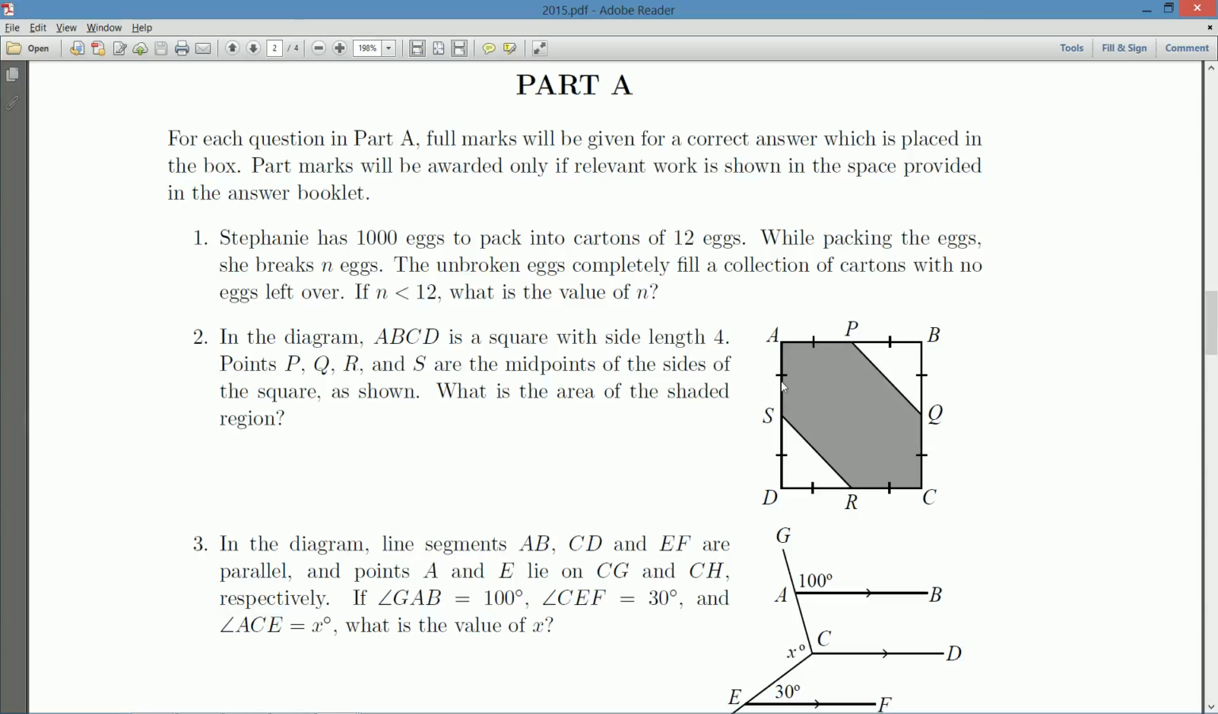And the fact that each line runs through here means that each of these lengths, so SD, BQ, RC, all of these must be equal. So they split each side in half, and they split all the sides in half. So we're asked, what is the area of the shaded region?